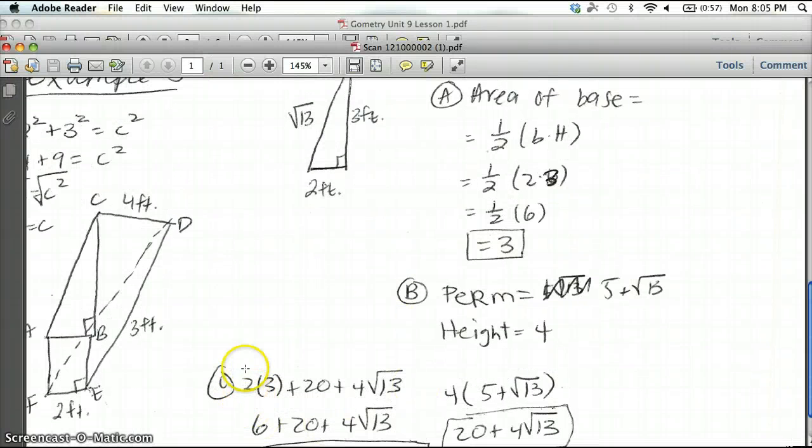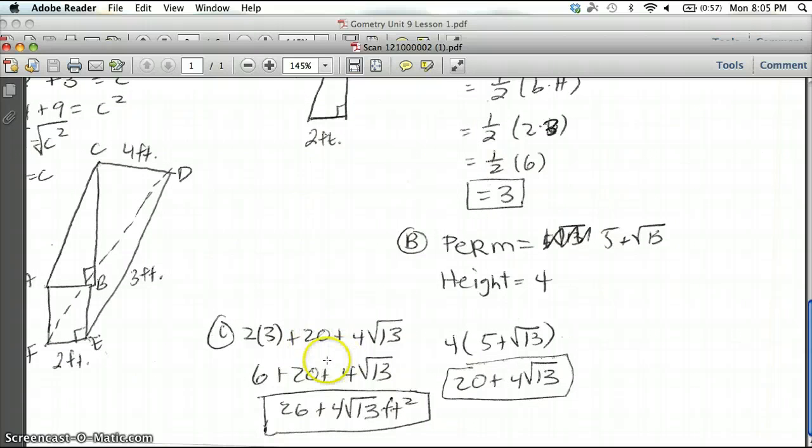So 2 times the area of my base. My area of my base we found was 3, so 2 times 3, plus my perimeter, which we found to be 5 times 4 is 20, square root of 13. So plus 20 plus 4 times the square root of 13, because we're going to go 4 times 5, which is 20, square root of 13. So then we have 6 plus 20 is 26 plus 4 square root of 13. And that is my surface area.